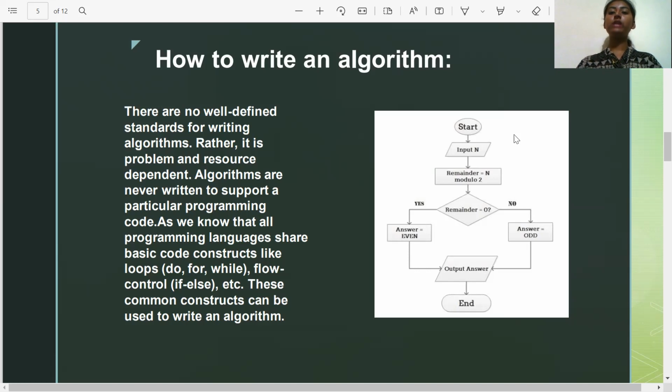Here, I gave an example of how to write an algorithm. First, we should start and we should give the input and remainder module. If it is true, it goes to answer even. If it is false, it goes to answer odd. And we get the answer and it ends the program.